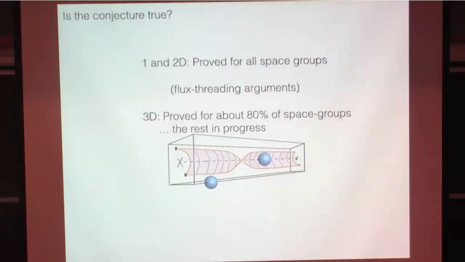So I'm not actually going to prove the conjecture here. I've called it a conjecture because we have a way to prove it for all the space groups in 1 and 2 dimensions. So it's a sort of generalization of flux threading arguments. But for 3 dimensions, we have 230 cases to deal with, and we've proved it for 80% of them, roughly, and there's 20% which we don't yet have a technique for proving this conjecture. So I think it's probably going to be true in general, and we're looking for some new techniques now to prove it in generality.